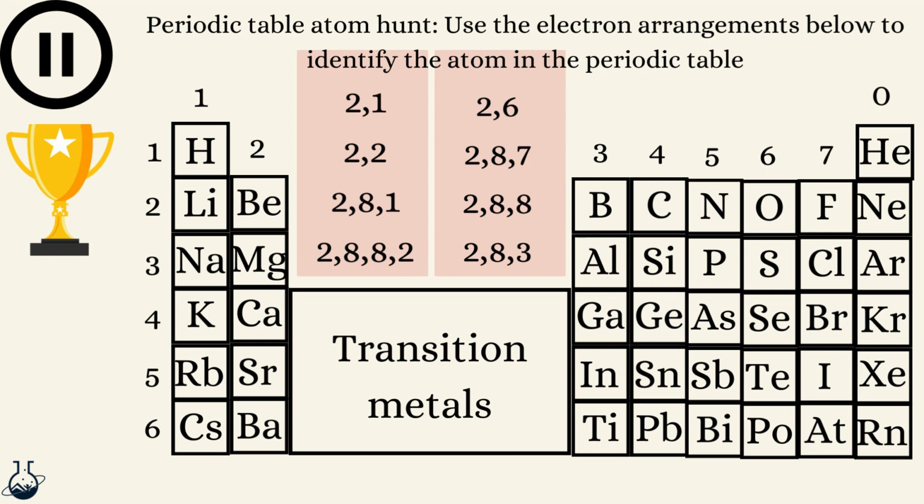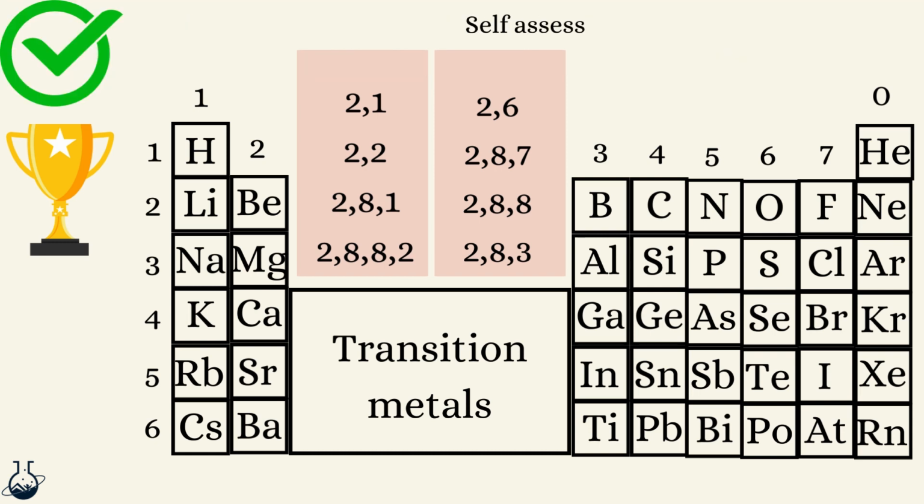Now a challenge game I reckon we can all try and play. An atom hunt. Use the electron arrangements listed to identify the atom in the periodic table. Pause the video and have a go. Replay when you are ready. Time to spot the atoms. Well done if you had a go.